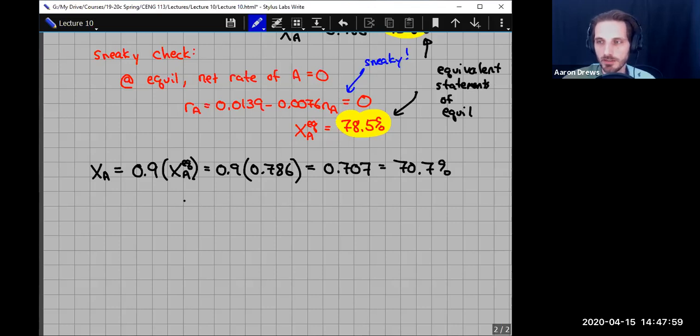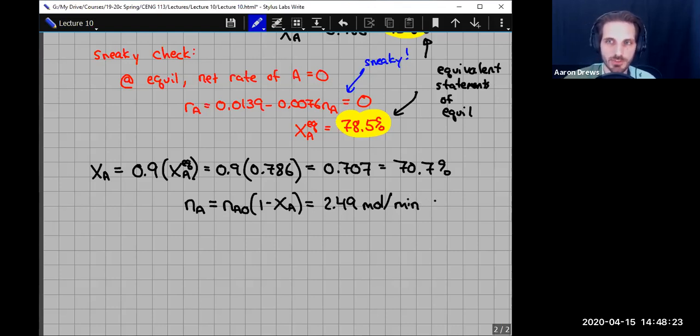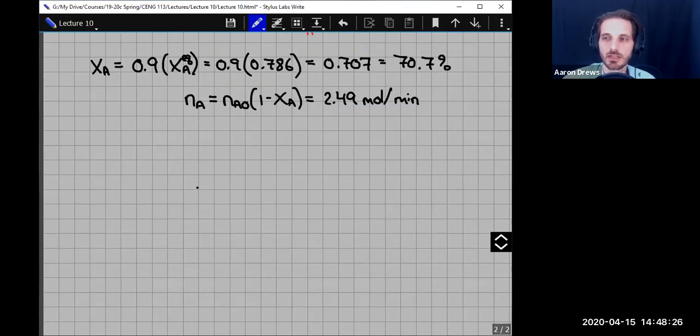Right, so this now becomes the number that we put back into our problem. So from this sort of information, we now say, okay, if we needed 70.7%, then our n sub a is equal to NA0 times 1 minus XA, which will be 2.49, which is different from what we had before, right? But what's different about this one versus the previous one is we don't know what the volume is, right? We're trying to calculate the volume. So it's okay that we're getting different answers here because we're trying to calculate a new volume.